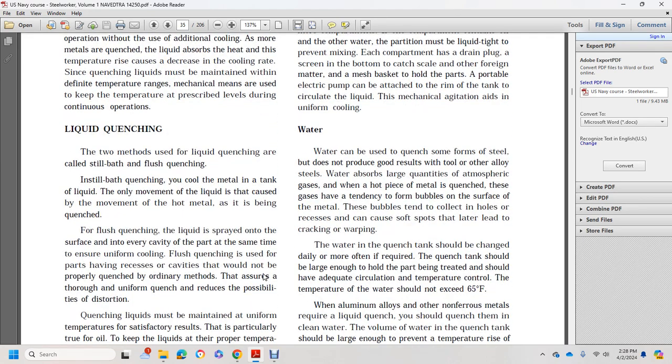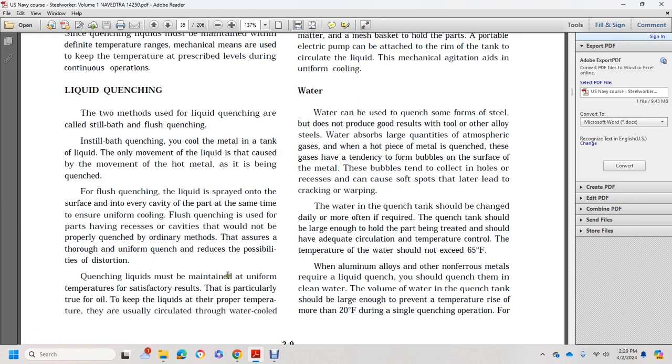Liquid quenching. The two methods of liquid quenching are the still bath and flushing quenching. In still bath quenching, the metal is cooled in a tank of liquid. The only movement of the liquid is caused by the hot metal at the beginning of the quench. For flushing quenching, the liquid is sprayed onto the surface of the part and through the cavity over the part at the same time to ensure uniform cooling. Flushing quenching is used for parts with recesses or cavities that would not be properly quenched by ordinary methods, to ensure a thorough, uniform quench and reduce the possibility of distortion.